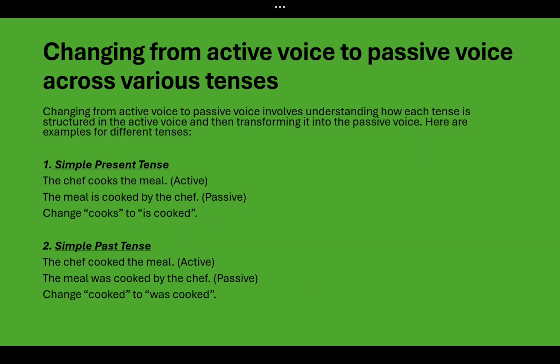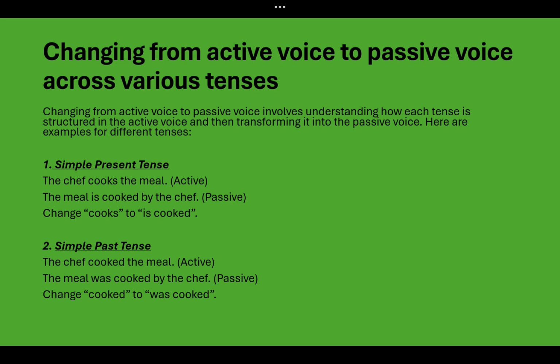Changing from active voice to passive voice also depends on the type of tense. Here are examples for different tenses. Number 1. Simple present tense. The chef cooks the meal. Change cooks to is cooked, and make the object the new subject. The sentence becomes, the meal is cooked by the chef, in the passive voice.